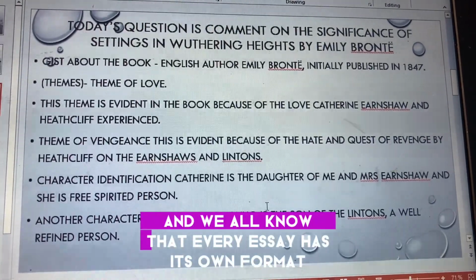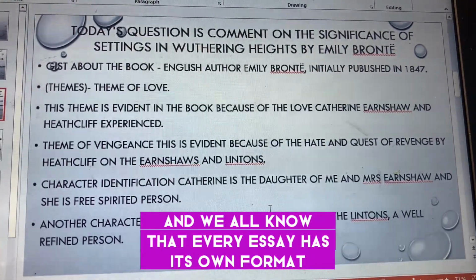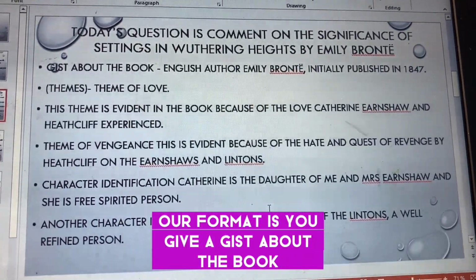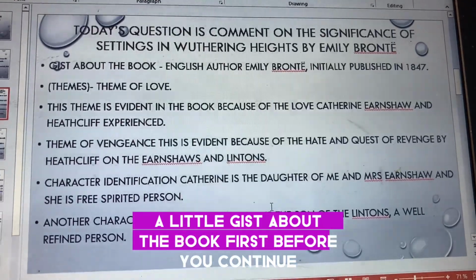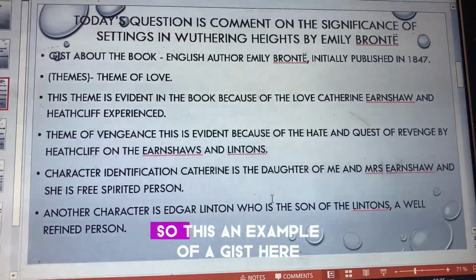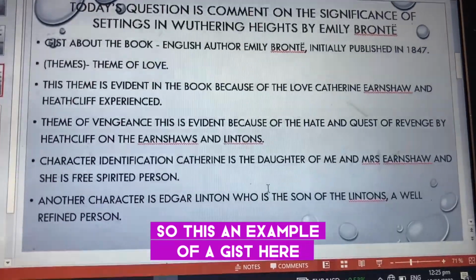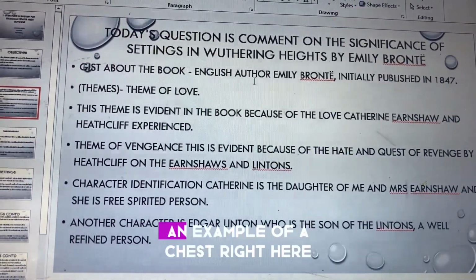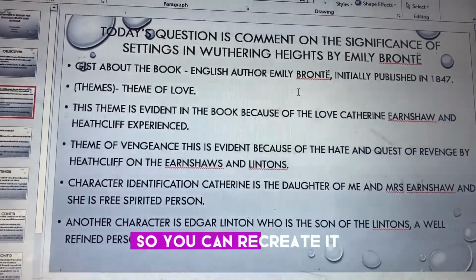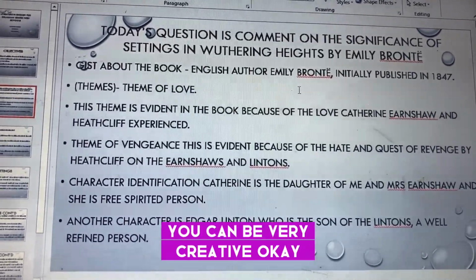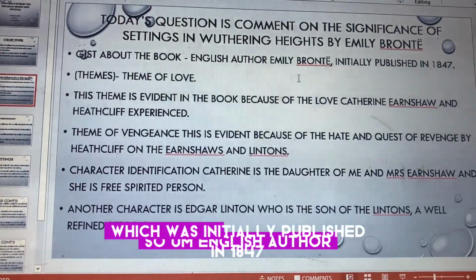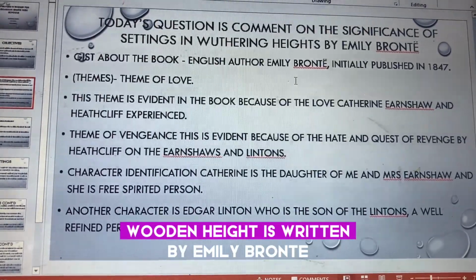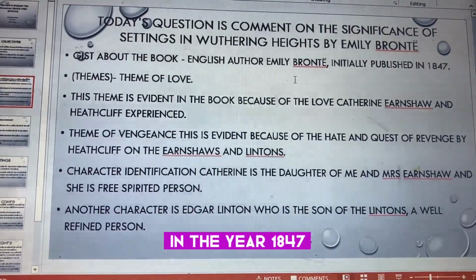And we all know that every essay has its own format. In literature, our format is you give a little gist about the book first before you continue. So this is an example of a gist. You can recreate it, you can be very creative, okay? Emily Brontë, English author, initially published in 1847. Or you can recreate it: Wuthering Heights is written by Emily Brontë in the year 1847.